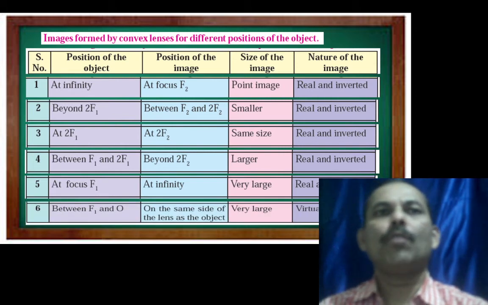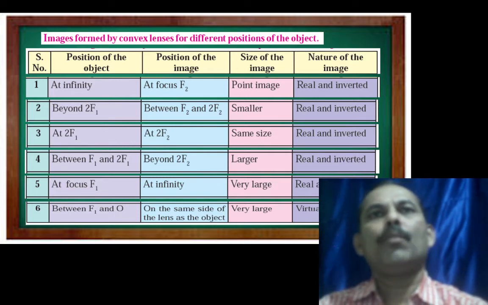If the position of the object is between f1 and O, the position of the image is on the same side of the lens as the object. The size of the image is very large and the nature of the image is virtual and erect. So these are the different positions of the objects and their images.